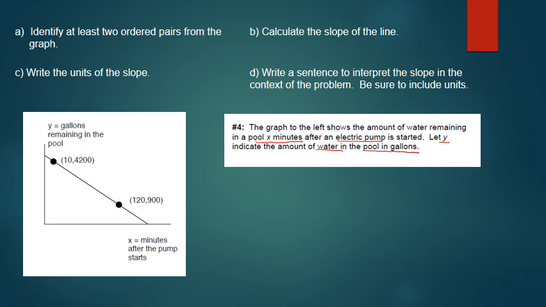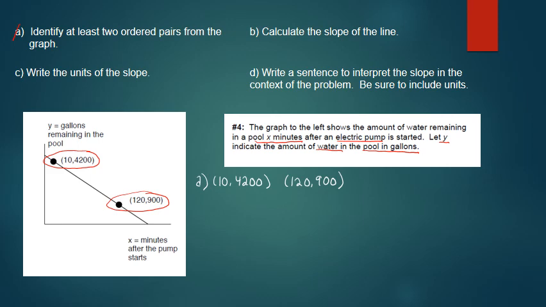Okay, so part A says identify at least 2 ordered pairs from the graph. Well, they've actually given us 2 points, so that's nice. So we already have A taken care of. So A is 10, 4,200. And the other one is 120, 900. All right, so I'm done with part A.